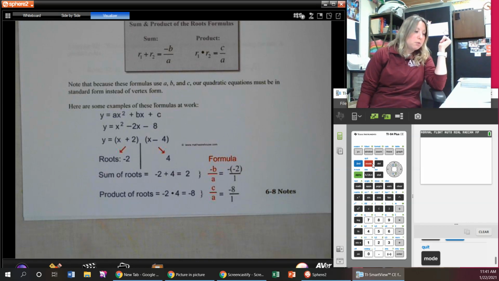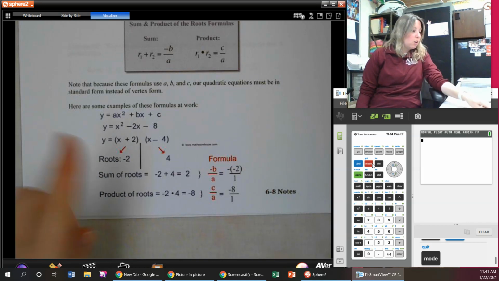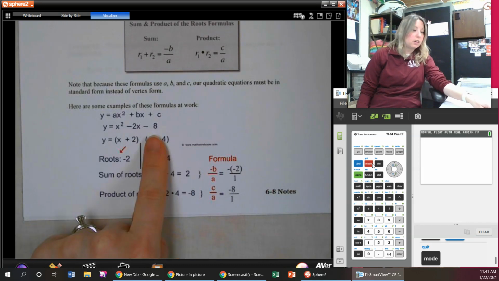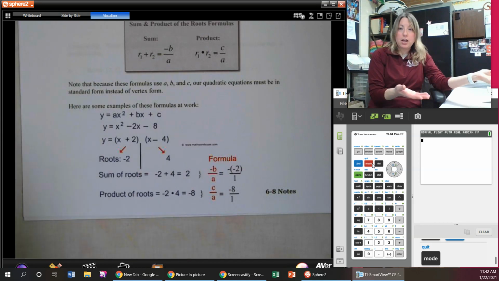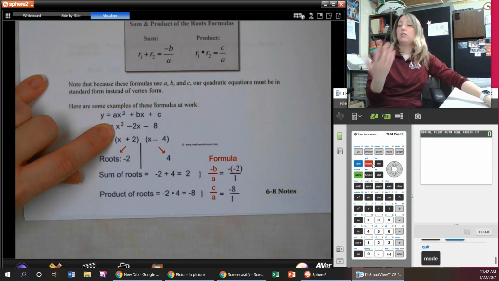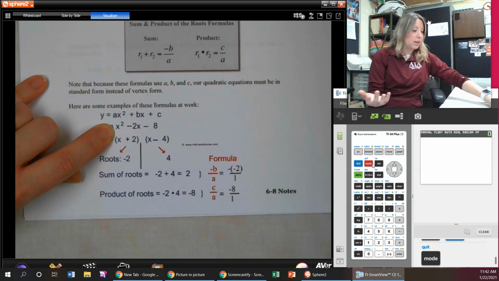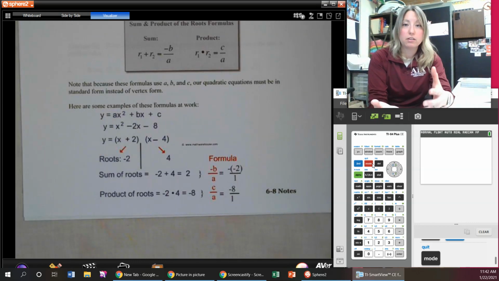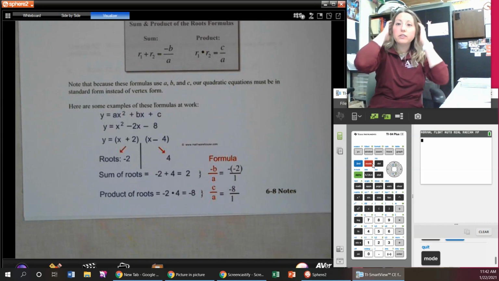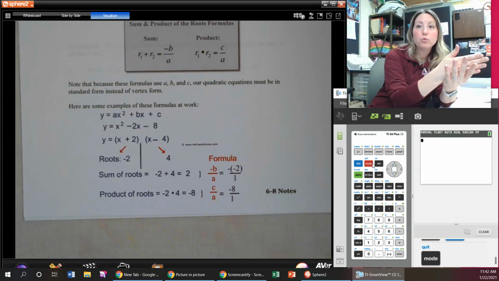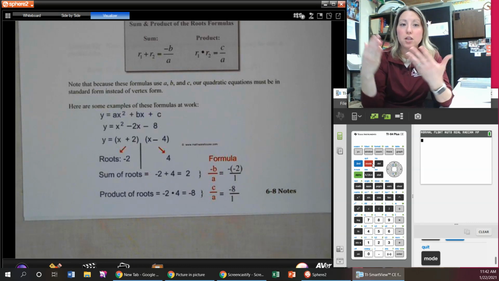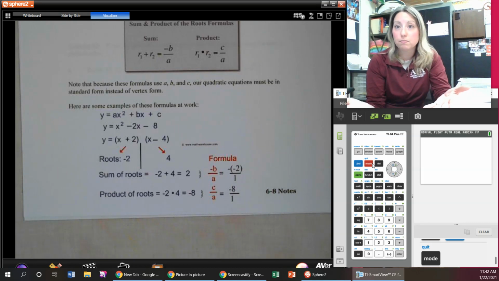The product of the roots means just multiply them together. Well, negative 2 times 4 is negative 8. It is the c value. If you have an a value that's different than 1, then yeah, it'll be fractional, but that's what that comes from. So you can see these answers now for what the sum of the roots will be and what the product of the roots will be without actually finding the roots.